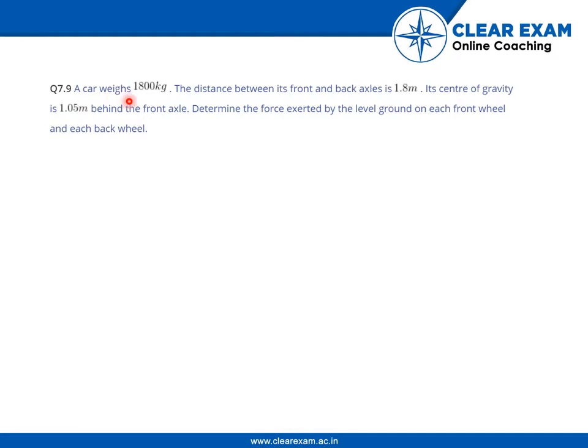A car weighs 1800 kg. The distance between its front and back axles is 1.8 meter. Its center of gravity is 1.05 meter behind the front axle. Determine the force exerted by the level ground on each front wheel and each back wheel.